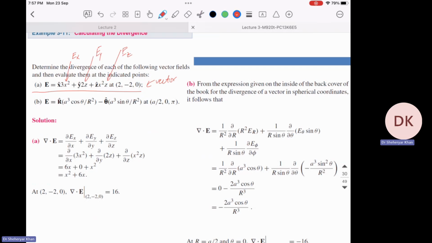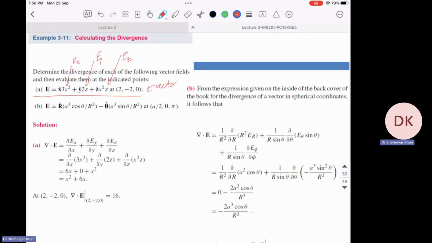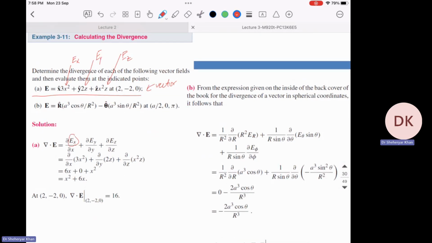So this is the formula of the divergence. Remember, this thing is very, very important: it's not E, it's Ex. In gradient we have the complete function here, but in divergence we have only the x component. Now, this is Ex, so we put 3x square here. Ey is 2z, we put it here. Ez is x square z, we put it here. Then take the derivative.